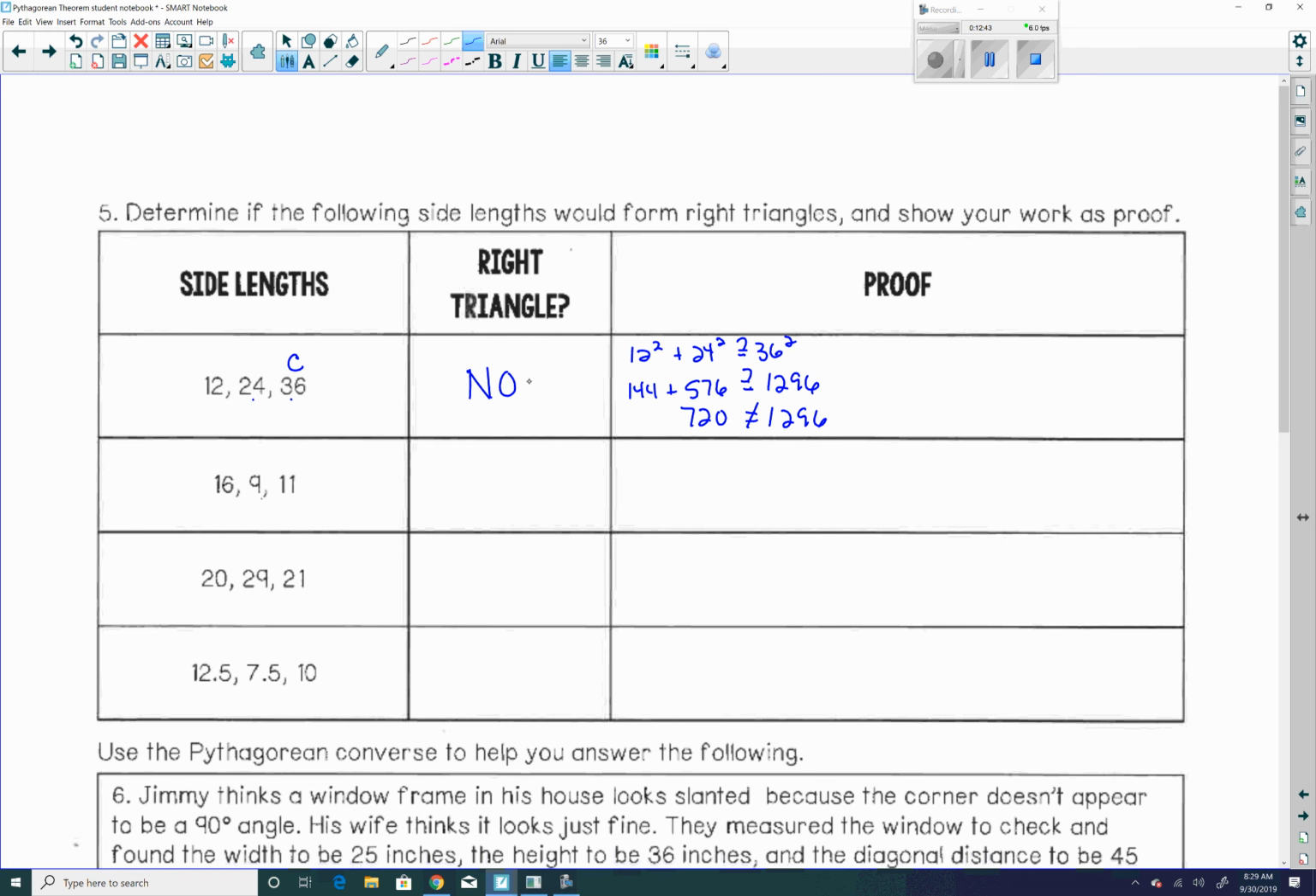Look at your numbers. Out of 16, 9, and 11, which is the largest number? And the largest number has got to be your C. Go ahead and see if you can set that one up.